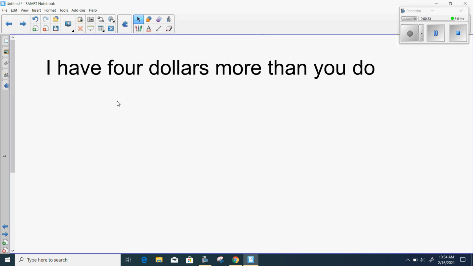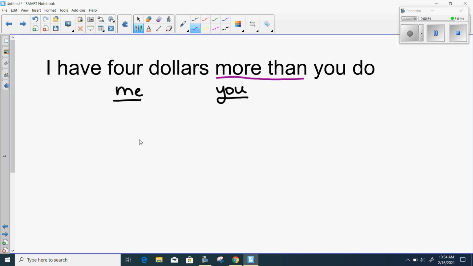We don't know how much money I have. We don't know how much money you have. Now we're only allowed to describe those two things using one letter, so I can't say M for me and Y for you. I have to use the phrases, things like $4 more than you do, to help me create a relationship. So maybe I want to let your dollar amount be x.